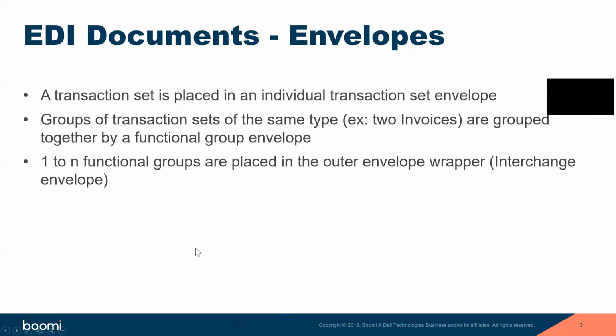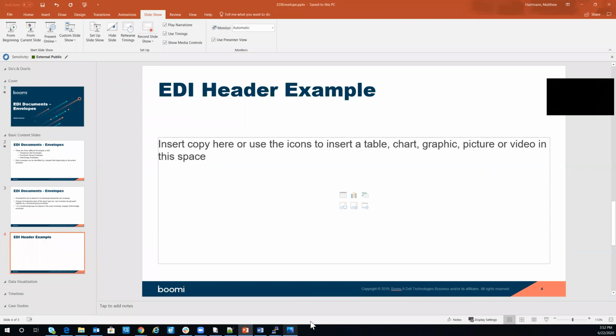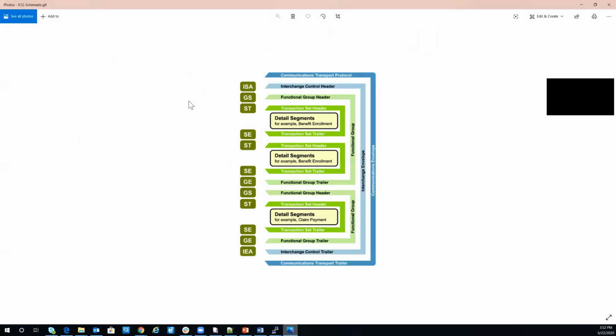So I found a pretty helpful document online to help show this. As you can see, this goes over a benefit enrollment. A benefit enrollment is an 834. So each 834 document is enveloped with that transaction set, which ST and SE identify the start and the end of the specific benefit enrollment. As I have two benefit enrollments, they're going to be wrapped in the functional group, which is identified by the GS and the GE header.